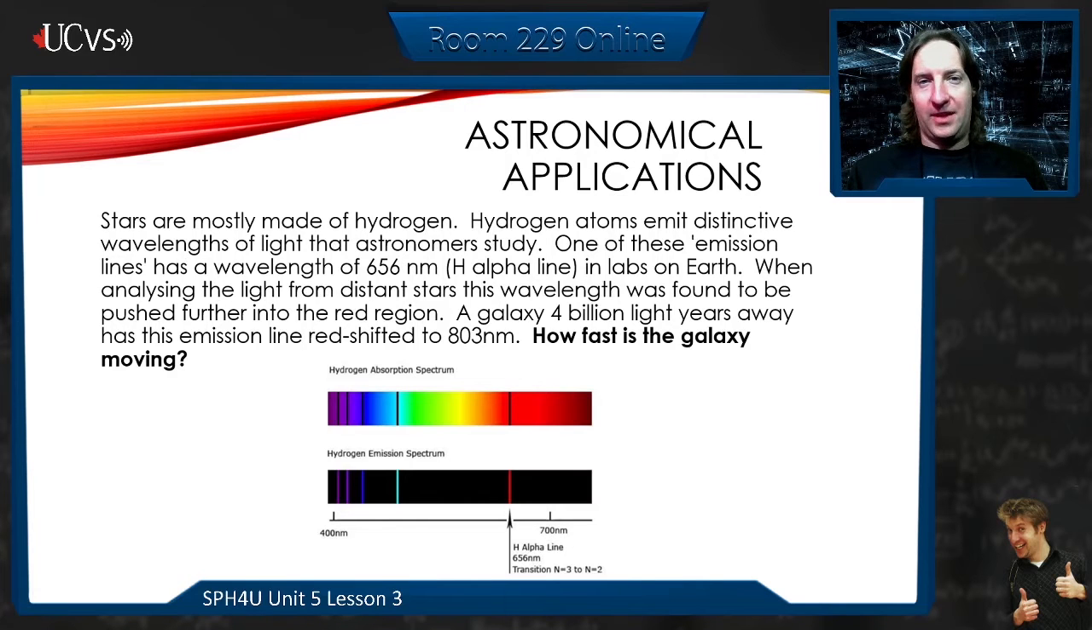Hydrogen is the most common element in the universe. 75% of the entire universe is made up of hydrogen, because it's so simple. It's just one proton, one electron going around. Stars are almost entirely made up of hydrogen, and stars give off that light from excited hydrogen. And we'll be seeing later in this unit what these frequencies are.